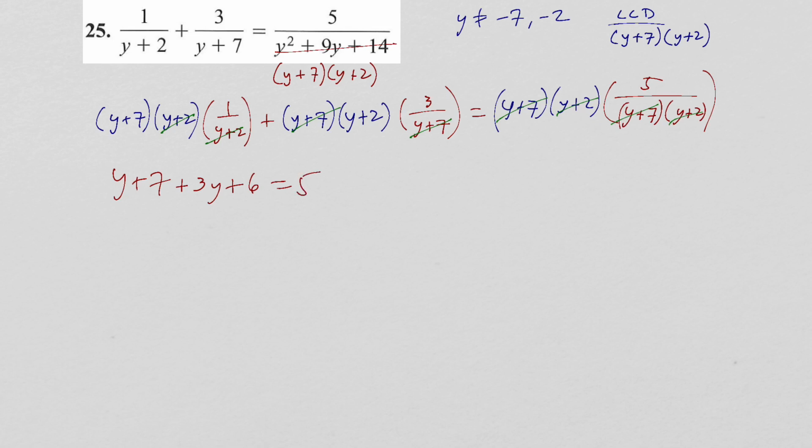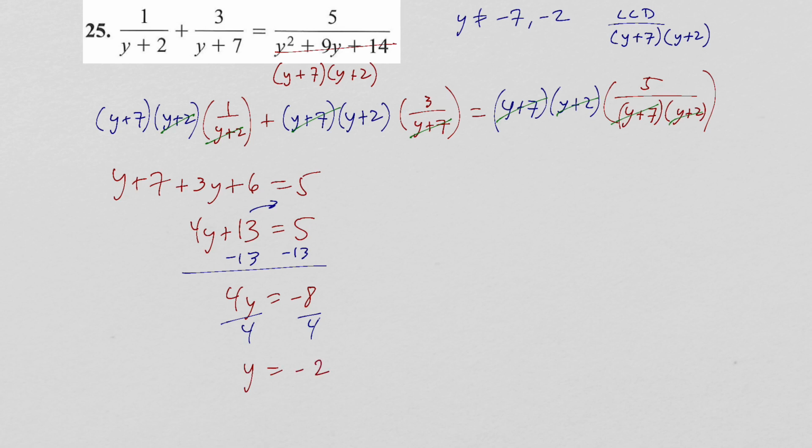So here we have 4y plus 13 equals 5. I'll move the 13 over by subtracting it, and we'll get 4y is equal to negative 8, and I'll divide by 4, and I'll get y is equal to negative 2. But this is a restricted value. Y cannot be negative 2, so I have to throw this out, and our answer is no solution.